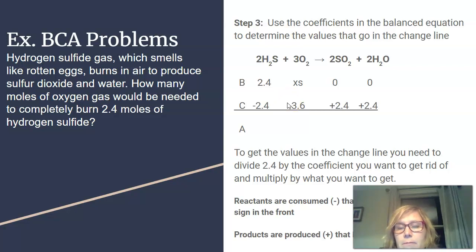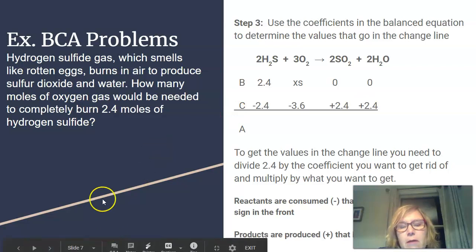So, if I look at the product side, the ratio of H2S to SO2 is 2 to 2, which in theory is just 1 to 1. So if I take 2.4 moles of my H2S and divide it by the 2 coefficient in H2S and multiply it by 2, then I'm going to end up with 2.4. And that's how I got how many moles of H2O. So to get the values in the change line, you need to divide 2.4 by the coefficient you want to get rid of and multiply it by what you want to get.